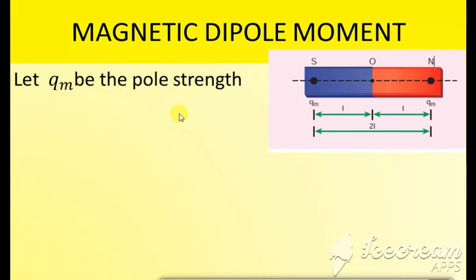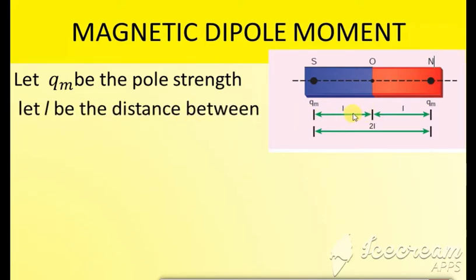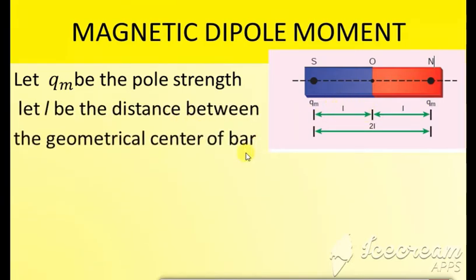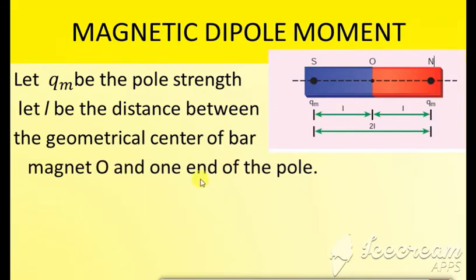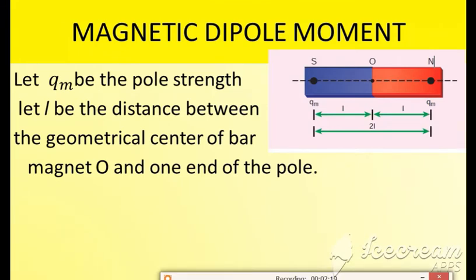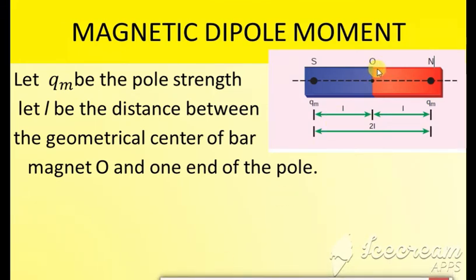That Qm we are denoting as the pole strength, and L is the distance between the geometrical center and one end of the pole. The center is the middle point, is it not? So this center and one end can be either end. The distance between the center and the end is L. So L is the distance between the center and one end of the pole. Next, Qm is the pole strength.